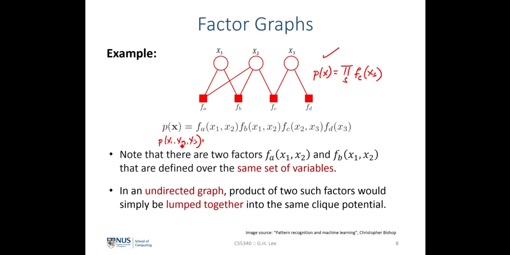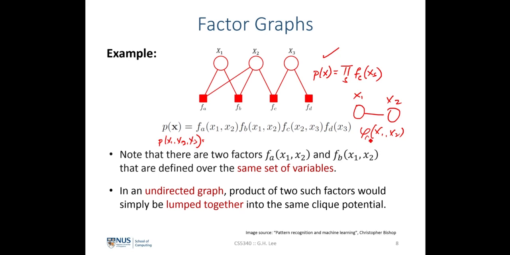It's interesting to note that there are two factors, fA and fB, that are defined over the same set of random variables. If we were to compare this with a Markov random field or a directed graphical model, there's simply no way to encode this explicit form of factorization over the same random variables. For example, in a Markov random field, the only way to write this would be a single potential over x1 and x2. We won't do this twice.